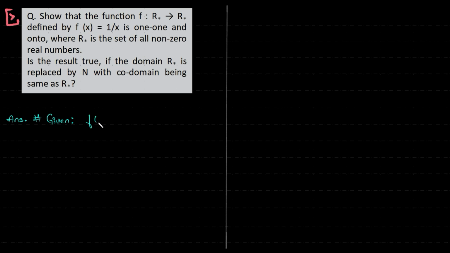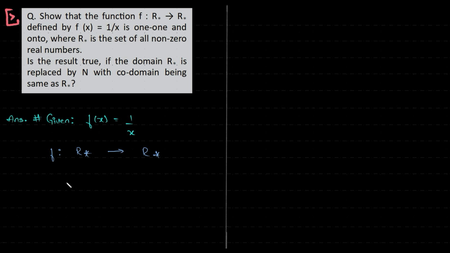The question talks about f of x, which is equal to 1 by x, and this function is mapping non-zero real numbers to non-zero real numbers. So we have to show that the function f mapping non-zero real numbers to non-zero real numbers, defined by f of x is equal to 1 by x, is 1-1 and onto.